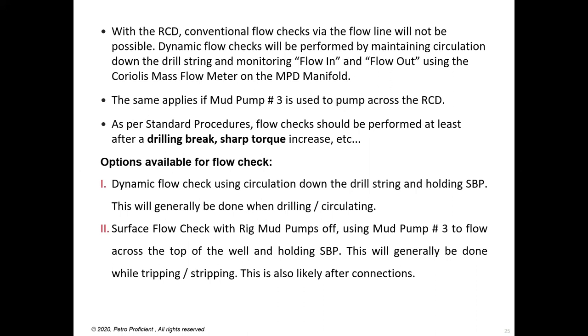So how do you do a flow check? You have a dynamic flow check or you have a surface flow check. You have two options. The dynamic flow check uses circulation down the drill string while holding surface back pressure. This will generally be done while drilling or circulating. And the surface flow check is when the rig pumps are off, using mud pump 3 or the back pressure pump to flow across the top of the well, holding your surface back pressure constant. This will generally be done while tripping, stripping, or when you do not have any circulation, basically.